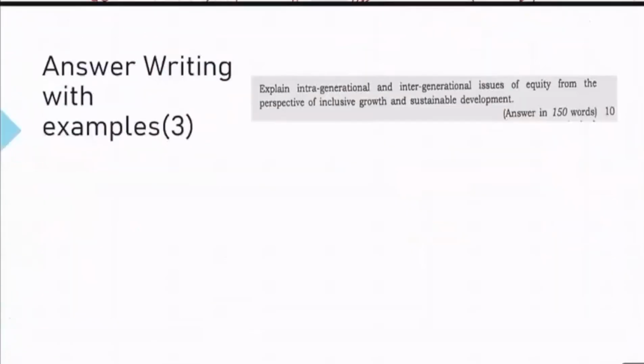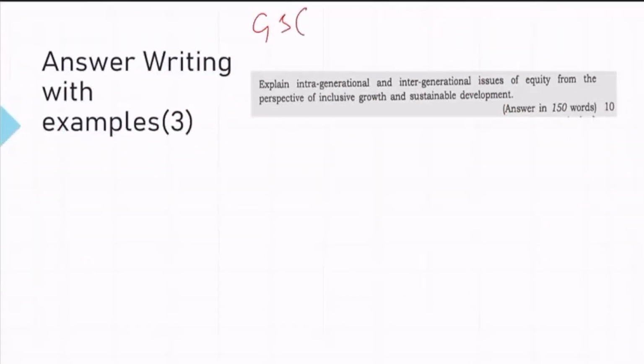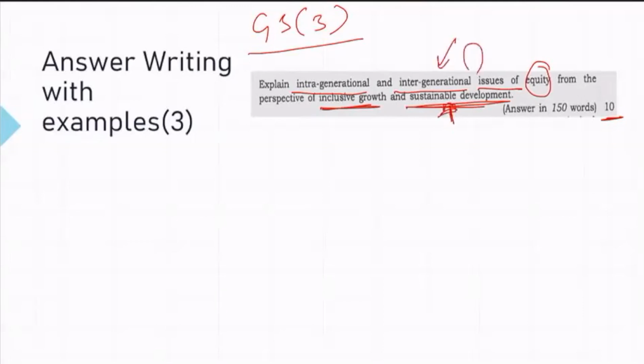Now coming to the answer writing of GS3. These are examples from the GS3 2020 paper. It is saying that you have to explain the intergenerational issues of equity, this is a 10-marker question, from the perspective of inclusive growth and sustainable development. Intergenerational is very directly related to sustainable development, and intragenerational is quite related to inclusive growth. This is very straightforward; just by looking at the question, you know that this is related.